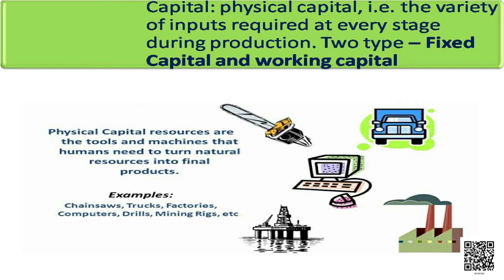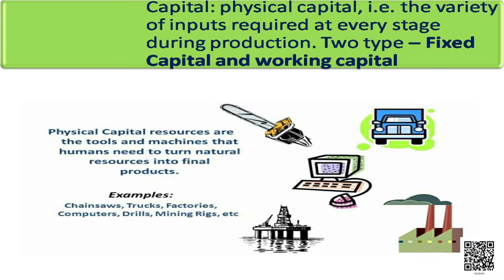Okay, this is another factor, that is your capital. When we were talking about different issues earlier, I told you that capital is a very important part of production. Again, it is also an inevitable part. Let us see. Physical capital is the variety of inputs required at every stage during production. It is of two types: one is fixed capital, another is working capital. So this capital is also a very important part.